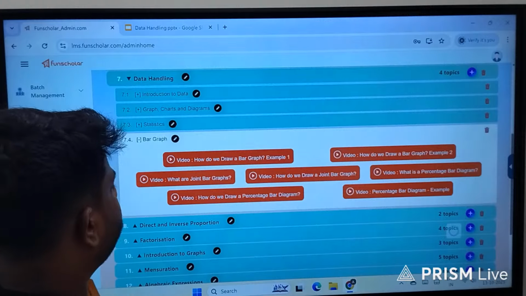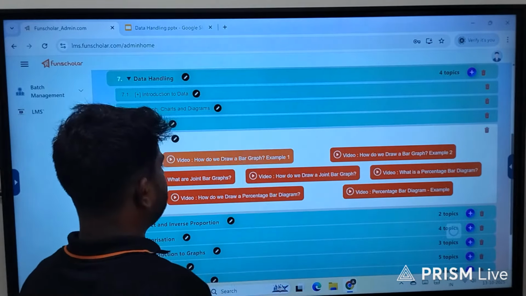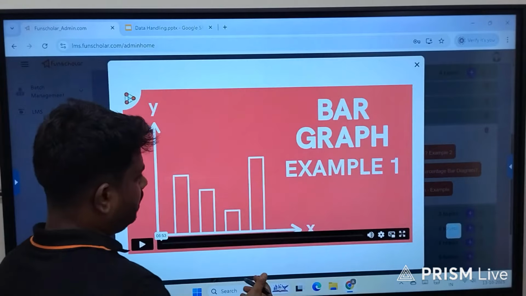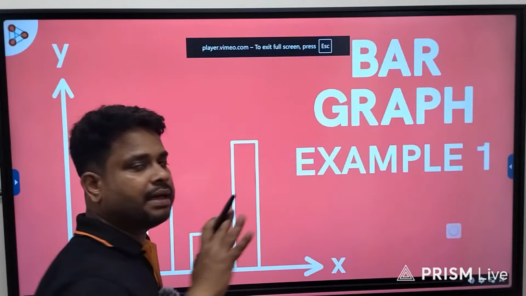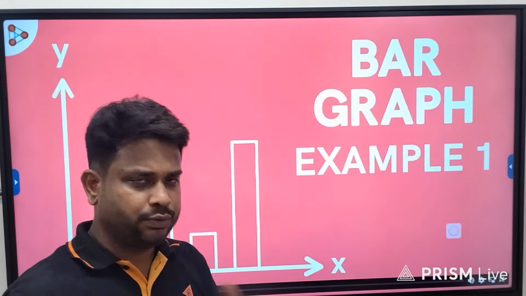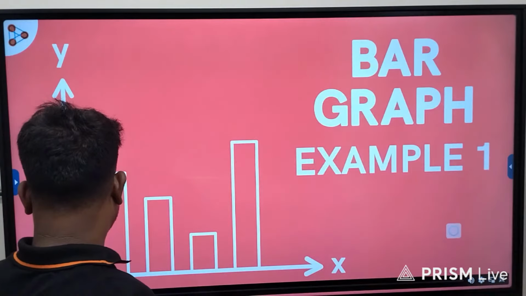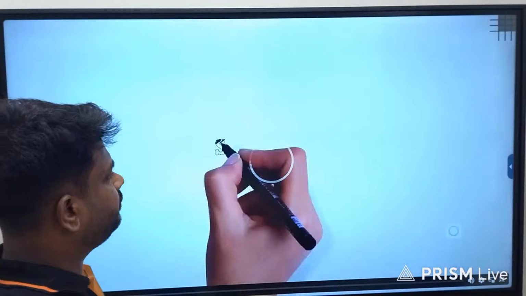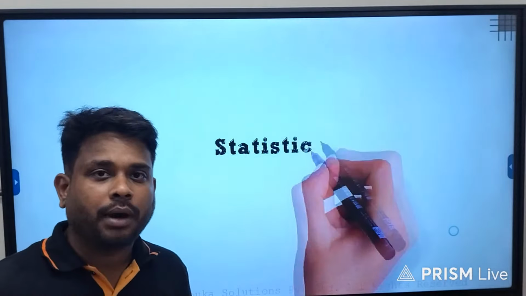So let's see a video of a bar graph. This is the example video. I didn't play the video of what a bar graph means, you already know. So let's just see the example of how we can draw a bar graph.